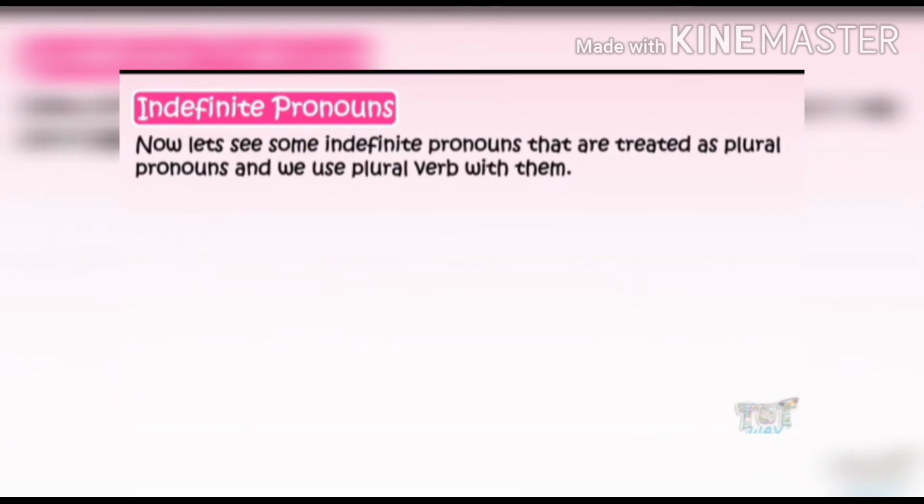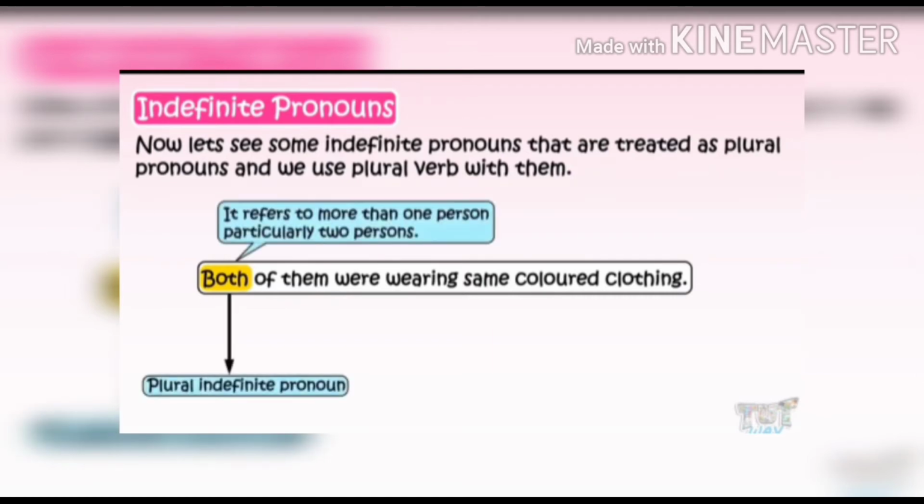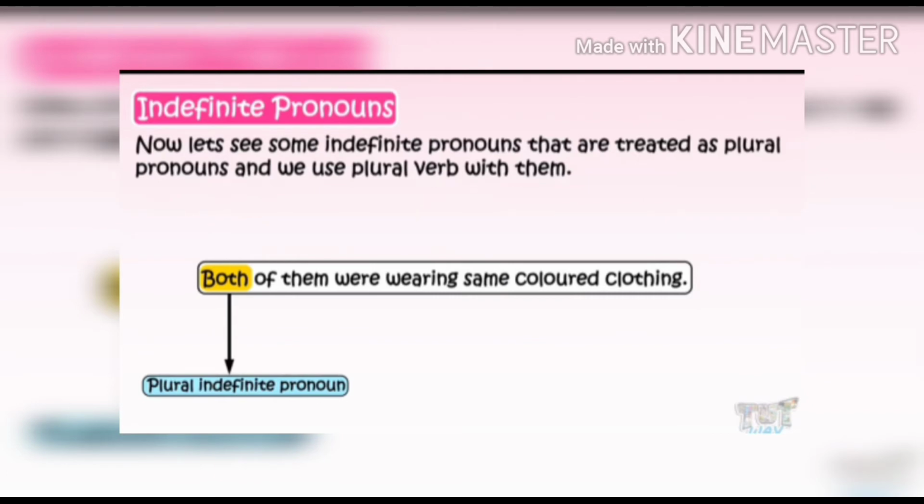Here are some of the indefinite pronouns that are treated as plural pronouns, and we use a plural verb with them. Both of them were wearing same-colored clothing. Here, the pronoun both is an indefinite pronoun, and it's a plural indefinite pronoun, as it refers to more than one person, particularly two persons. So it will take a plural verb. So we have used a plural verb with both, that is, were.